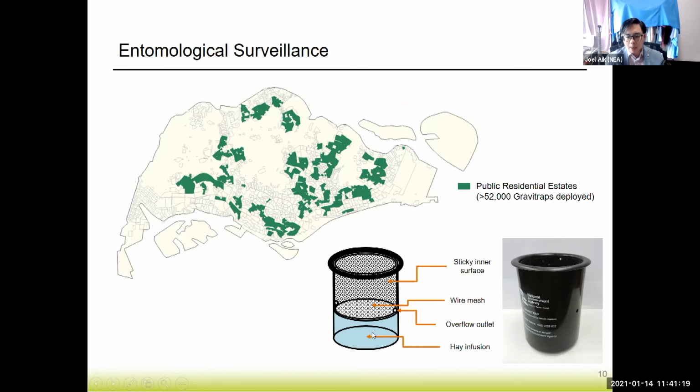These eggs may drop into the water. The larvae may emerge as adults, but they cannot escape because of the mesh. And part of this sticky lining also prevents any adults from escaping if they land on it. So it does have a somewhat adulticiding effect. Now, with all these gravitraps, we collect information from them on a fortnightly basis. So we're able to determine what are the entomological activity levels within the year.